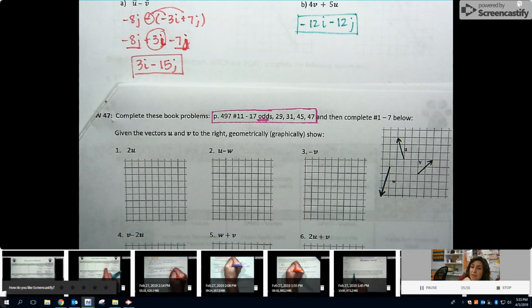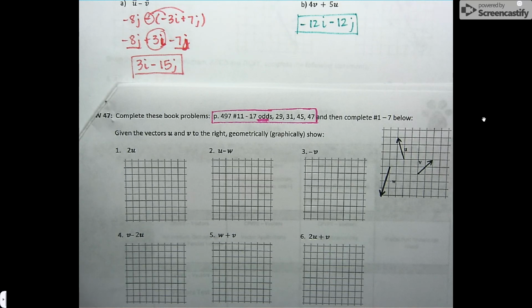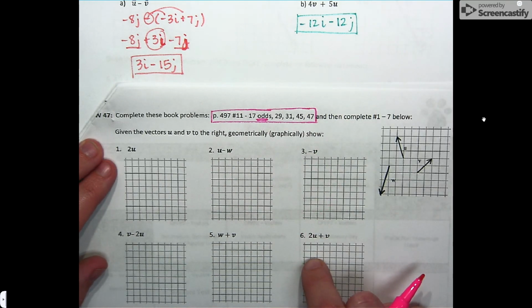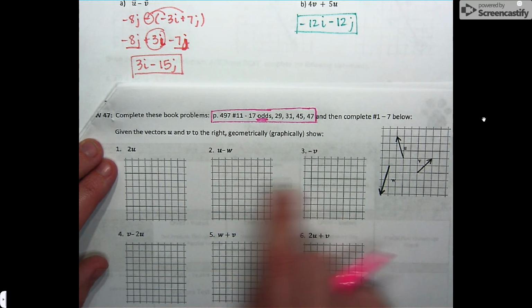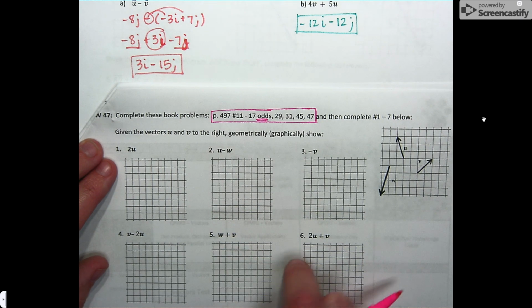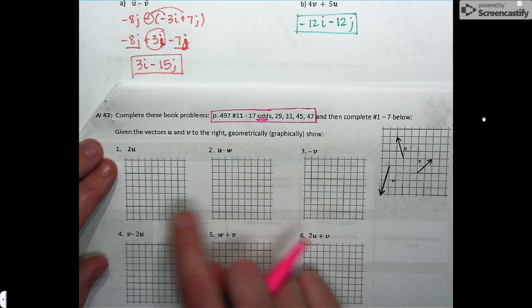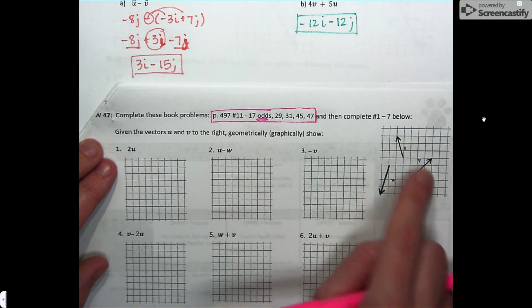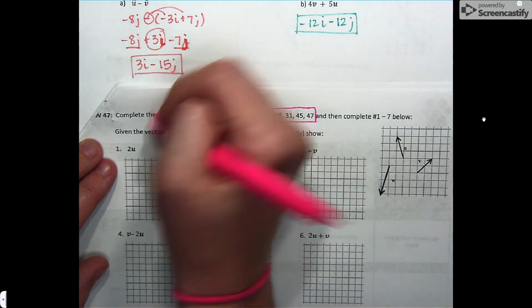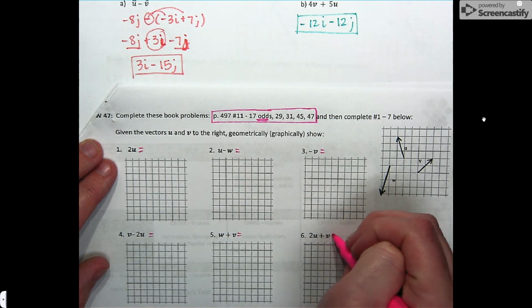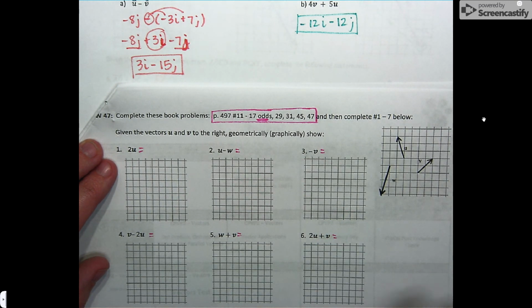1 through 7 below. So 1 through 6, you have to find them geometrically. Notice how there's graphs. So you should be graphing them and graphing the resultant vector. That's something a lot of people forget, given the vectors over here. And make sure you put what all of these are equal to. So write in component form what these are equal to, okay?